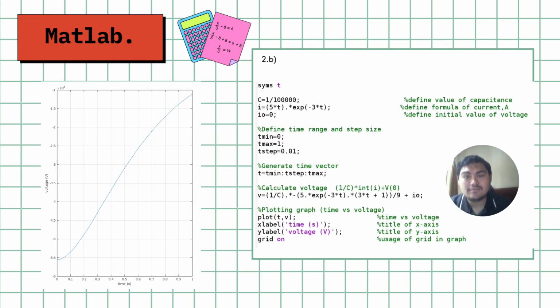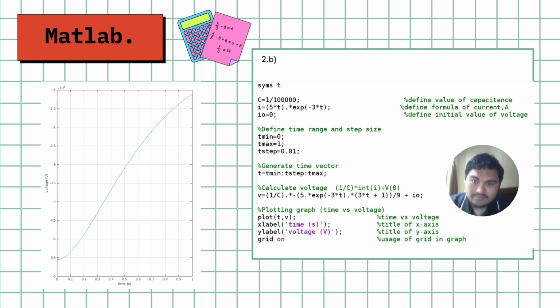For the next question, 2b, you put the same as before, syms t, c equals 1 over 100,000 to define the value of capacitance, and i equals 5t times exponent negative 3t to define the formula of current, and i naught is equal to 0 to define the initial value of voltage. For the coding to define the time range and step size, you use the same coding as before, but you change only the values.